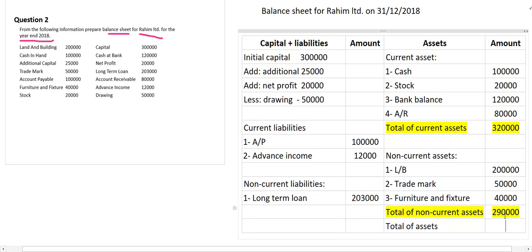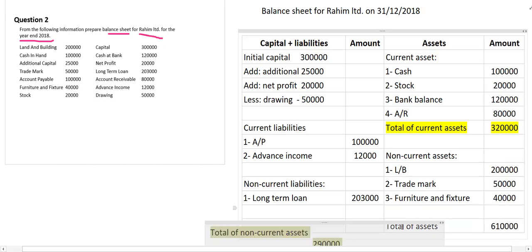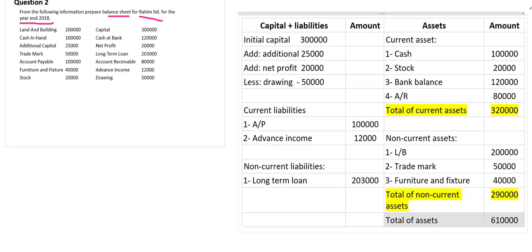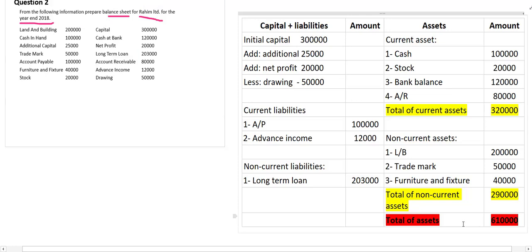Plus in all, the total addition: 2,90,000 plus that one becomes 6,10,000, right? This side becomes 6,10,000. So the balance of this side is 6,10,000. You can make it bold, bullet this one, and change the color to red, for example. So the total of this side is now equal to how much? 6,10,000.